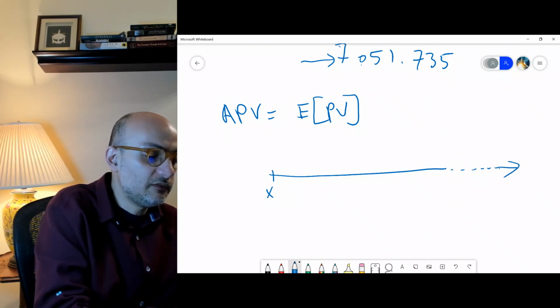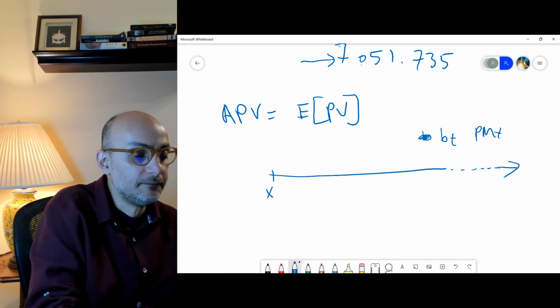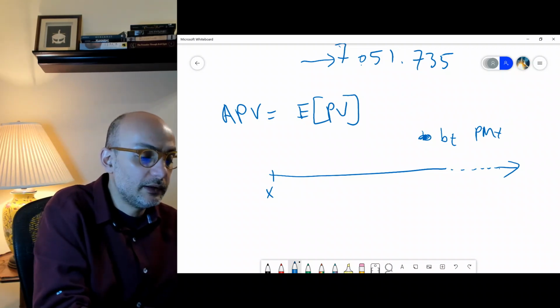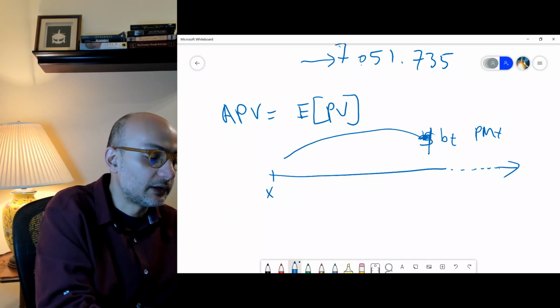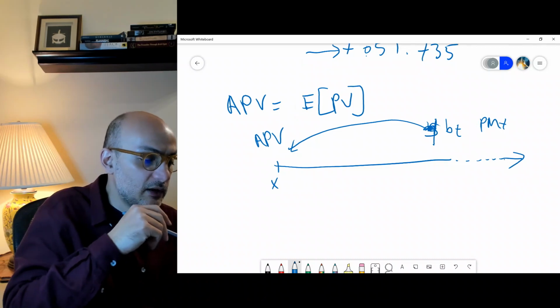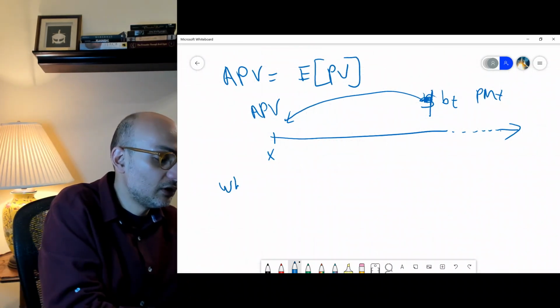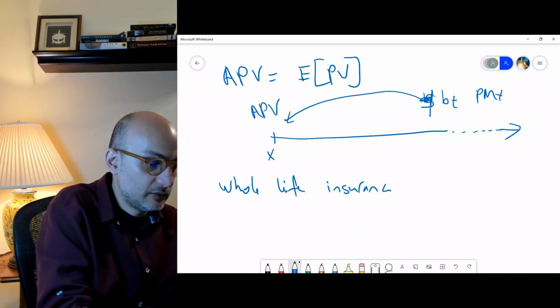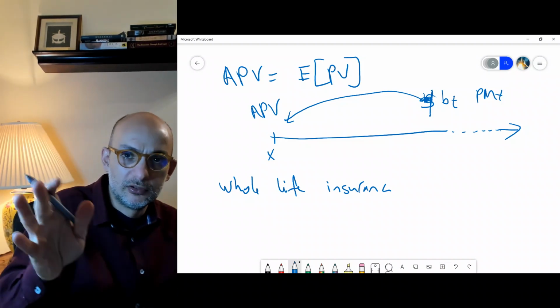So we'll receive a payment, usually called the benefit B_t, or I sometimes call it payment PMT. We'll receive it in the future upon death. So this one brings us back to actuarial present value. It's one benefit upon death, right? This one is called whole life insurance, and the word whole life is because it's unbounded, for the whole life.